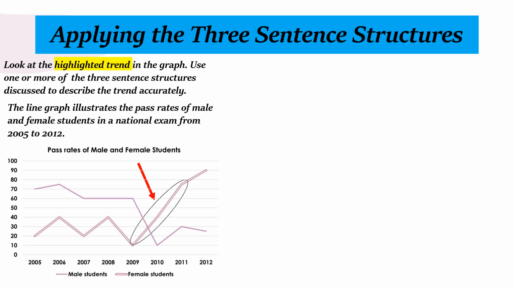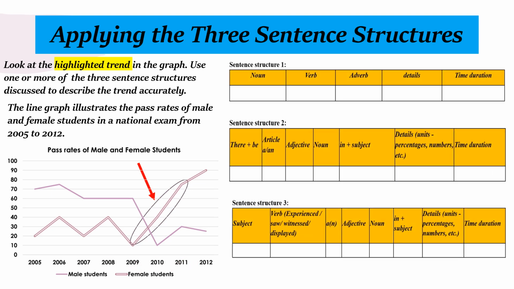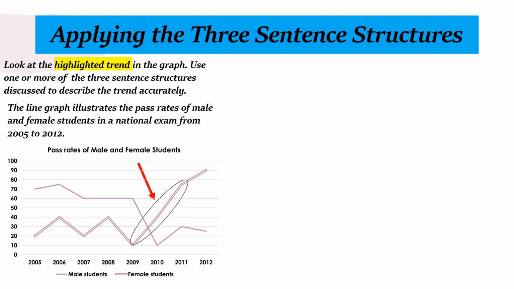Now let's look at another trend, this time focusing on the pass rate of female students between 2009 and 2011. Your task is to describe this trend using one or more of the 3 sentence structures we discussed. Pause the video here and pay close attention to the details and try to write accurately in your notebook using the structures provided on the slide.